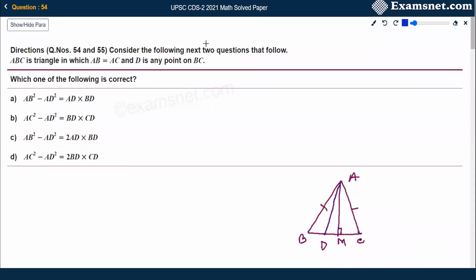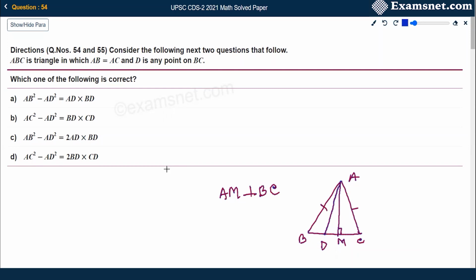In question number 54, it is given to consider the following next two questions that follow. That means for 54 and 55 both. Here ABC is a triangle in which AB equals AC. I have already drawn the figure. Here AB and AC both are equal sides. D is any point on BC. I have already done a construction, that is AM perpendicular on BC. I have already joined A and D also.